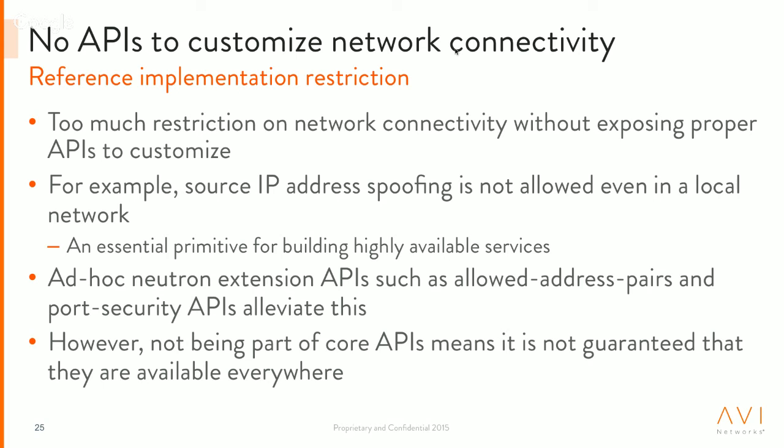Now, as I said, different plugins have different issues, such as not being able to assign multiple IP addresses onto the interface, and all the different restrictions, because of which we had to depend on extensions being available. Port security is one of those extensions that finally allows you to turn that kind of check off. But as I was saying, that's not built into the core Neutron API. That means that port security or allowed address pairs may or may not be available in some of the Neutron plugins.